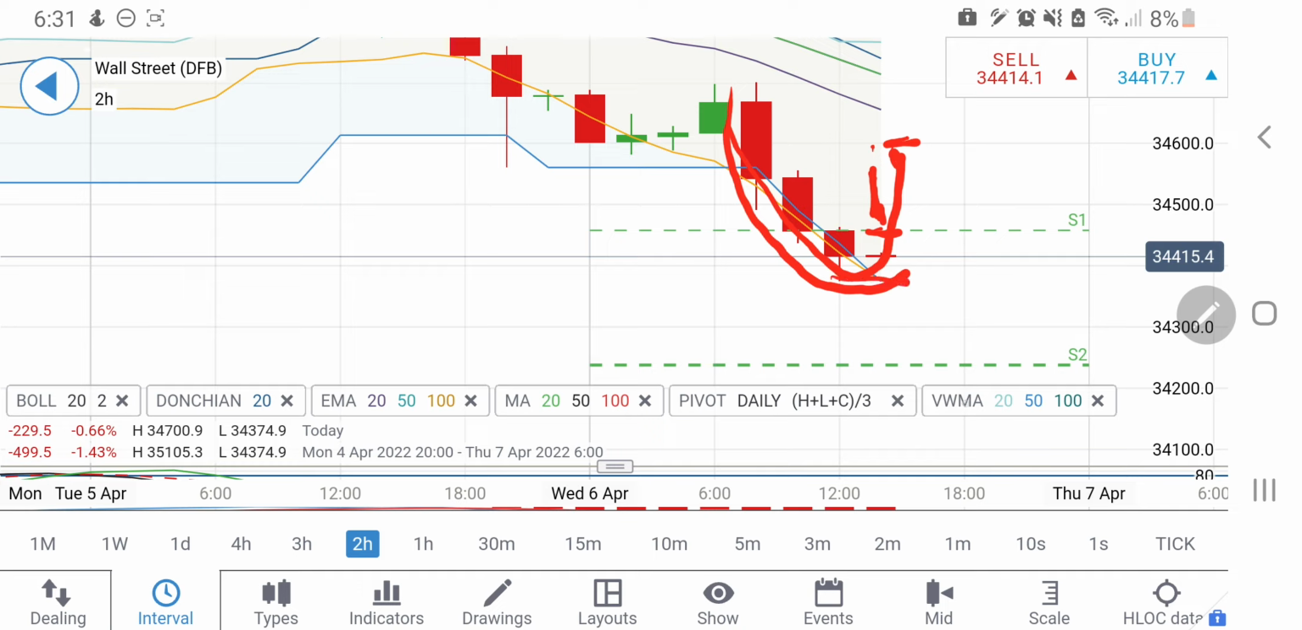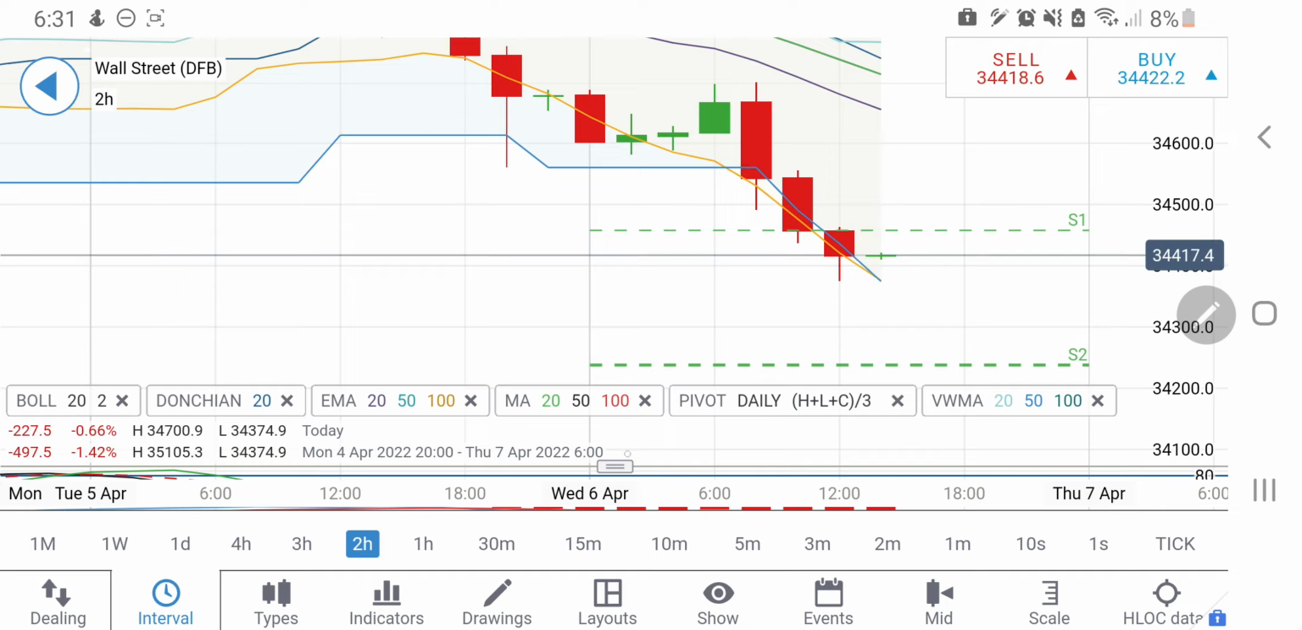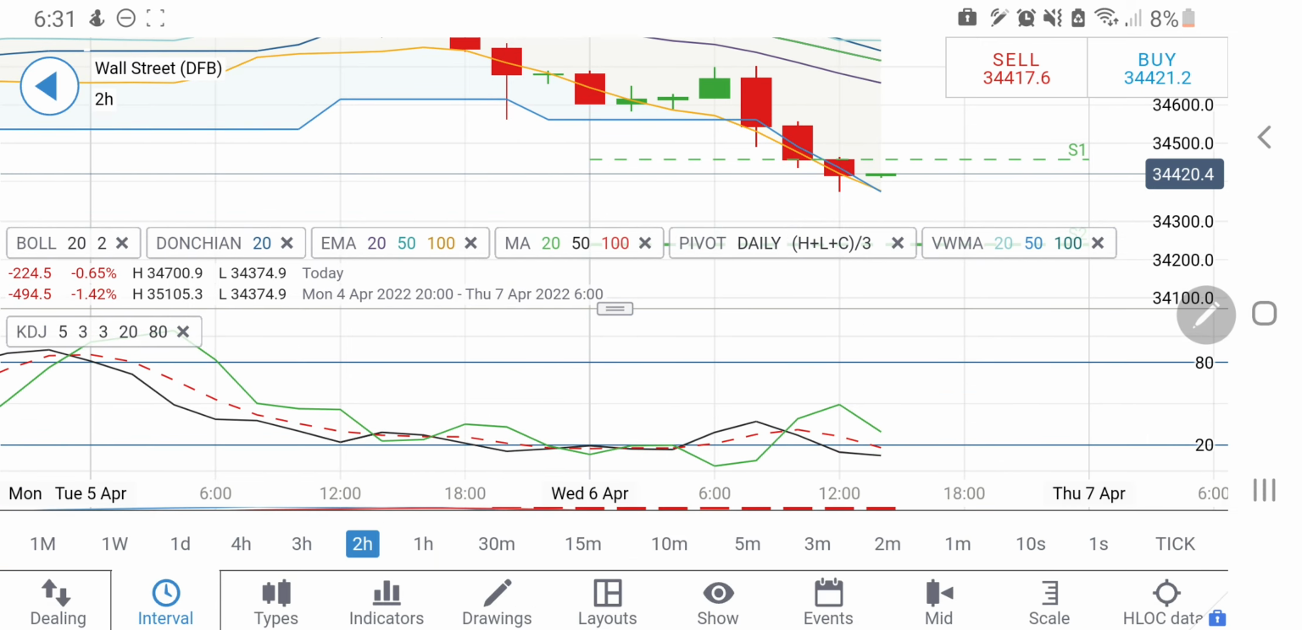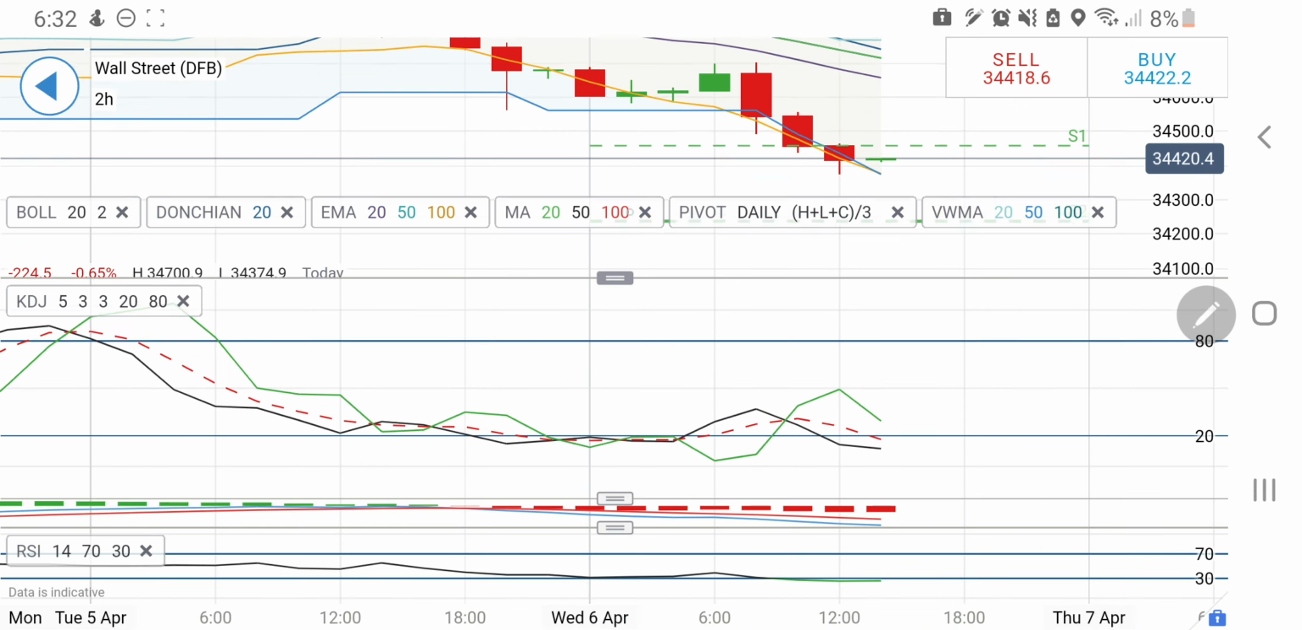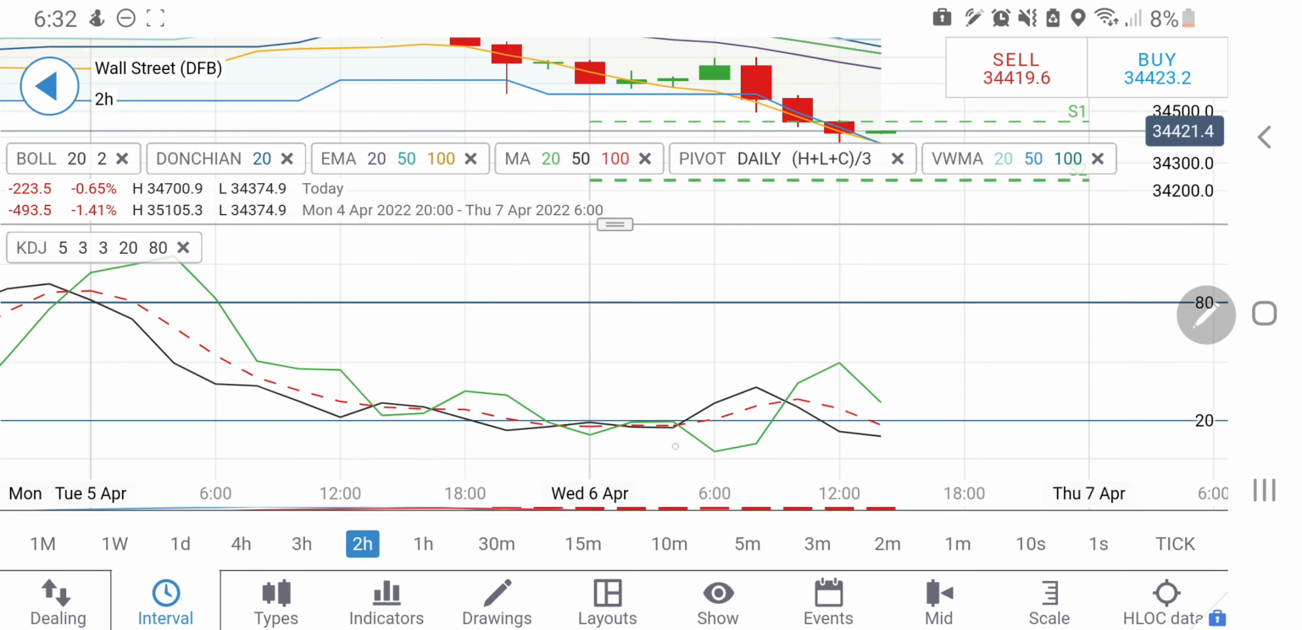With the support at 34350, one can expect that it can try to give you a little rise towards 34600 levels. Possibly one can take a long entry above 470, 480, and yes, you can expect the first resistance at 34500, then it will try to hit 34600 levels. Beyond that, it will definitely fly.